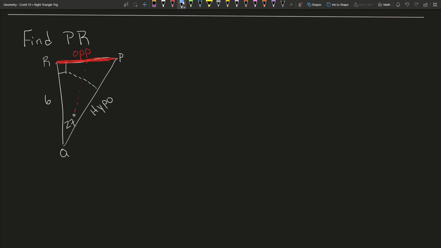And then the remaining side is the adjacent. Okay, so we have the adjacent and an angle, and we're trying to find our opposite side. And the only trig function with both opposite and adjacent is the tangent one. All right, so we have theta is equal to 27, adjacent is 6, and then we're trying to find the opposite side.